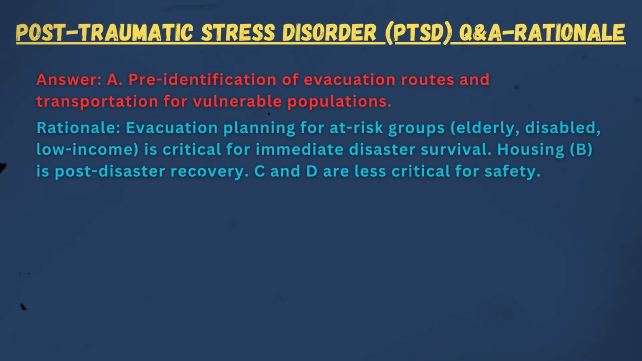Answer: A. Pre-identification of evacuation routes and transportation for vulnerable populations. Rationale: evacuation planning for at-risk groups, elderly, disabled, low income, is critical for immediate disaster survival. Housing B is post-disaster recovery. C and D are less critical for safety.